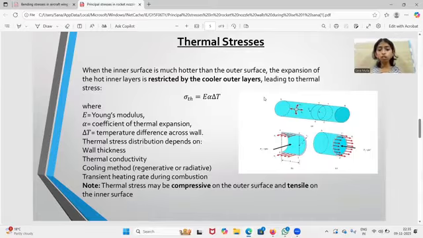The distribution of this thermal stress depends on the thickness of the wall, the thermal conductivity of the material of the nozzle, and the cooling method, which can be regenerative or radiative. The thermal stresses can be compressive on the outer surface and tensile on the inner surface. So this was thermal stresses.